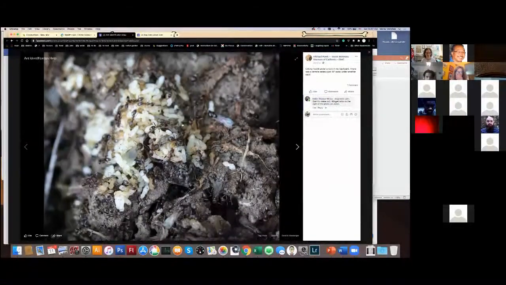These are workers. And then some are much larger, like this one. So this is probably a queen or a male. So anyway, it's just cool to look at an ant nest. But it was under a rock, right?